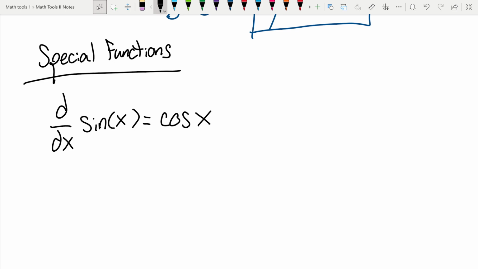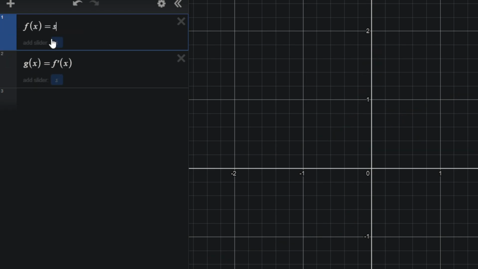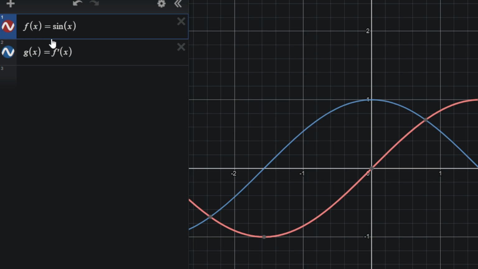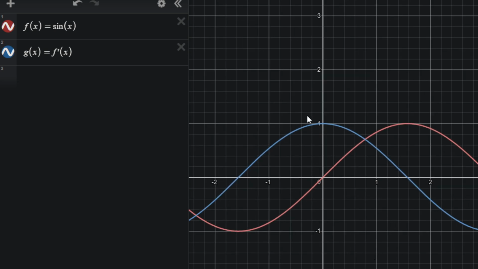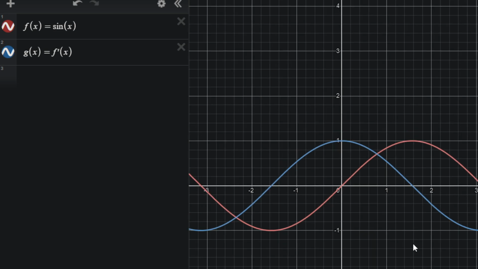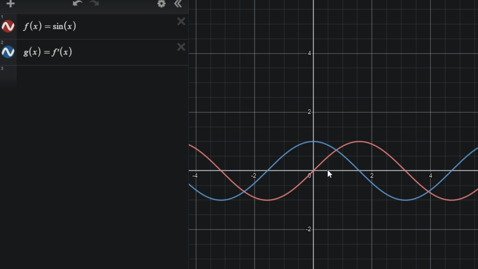So here we can see the derivative of sine of x is cosine of x. This is maybe something that we could easily see from the graph. If we change this one to sine of x here, you can see the red line is sine of x, and the blue line is the derivative of that, which is cosine of x. Cosine of x is just sine of x moved over a little bit, and that's exactly what we have here.